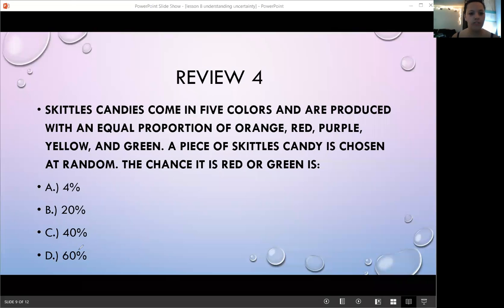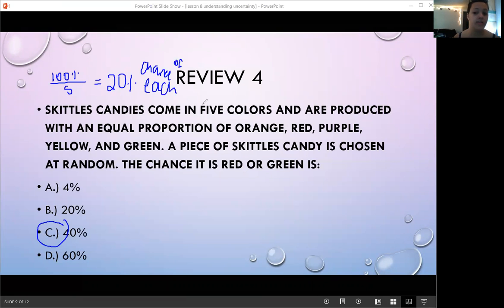So if we were to look at this, our answer is going to be 40%, because if we think about this, it says they have an equal proportion of all of them, so we have 1, 2, 3, 4, 5. We have 5 different colors. So if we were to take 100% divided by 5, we're going to get 20%. So that means that there's a 20% chance of each. So we have a 20% chance of each happening.